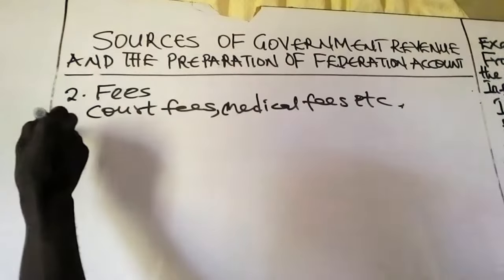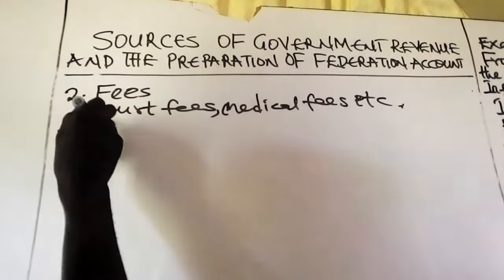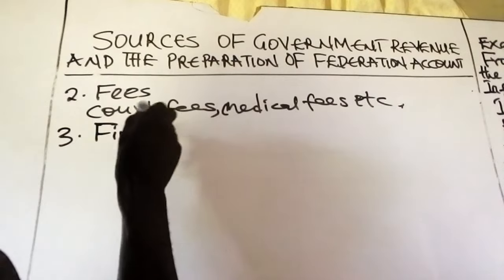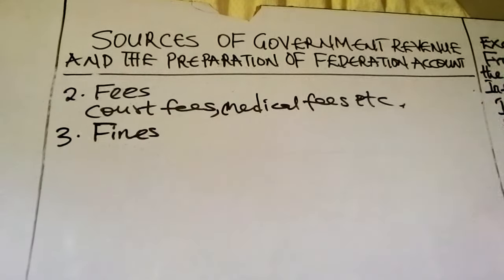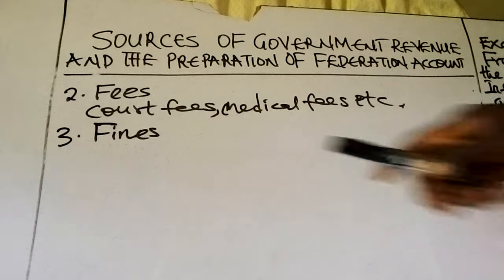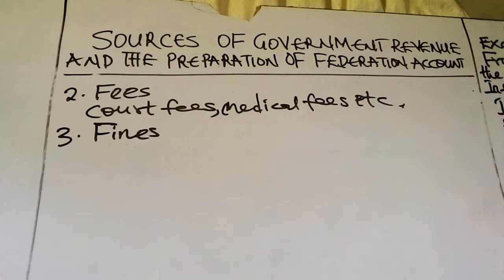The third source of revenue to government I'm going to examine is fines. Fines are the penalties imposed by government for breaching the law. When you breach the law, you will be imposed a penalty, and that penalty is said to be the fines. It is one source of revenue to the government.